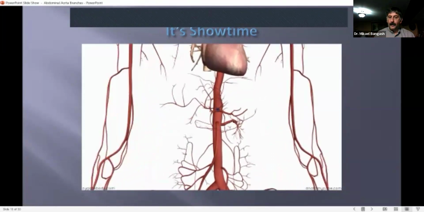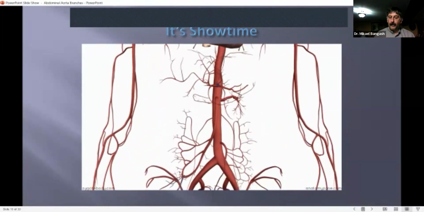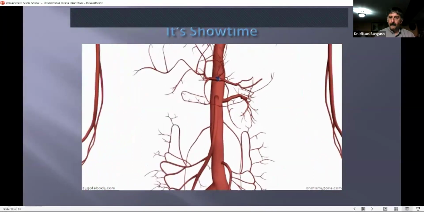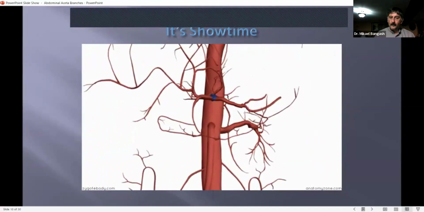So we're looking now just at the arterial system, and we're focusing on the abdominal section of the aorta. So the celiac trunk is the first anterior branch of the abdominal aorta, which supplies the foregut structures. It's just after the aorta perforates the diaphragm at the level of the upper border of the L1 vertebra.